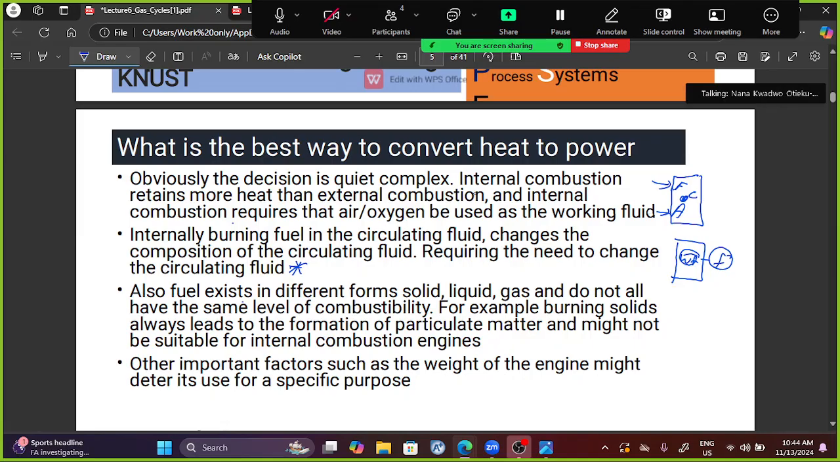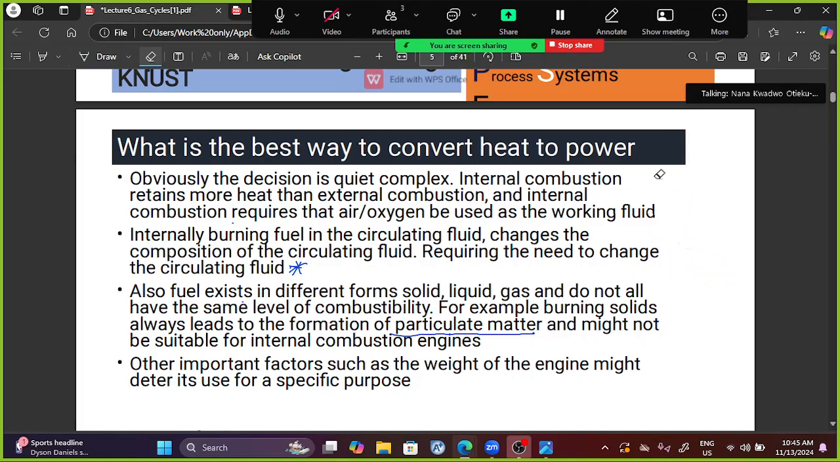Another issue is that fuels can exist in different forms. We can have solid fuels, liquid fuels, and gas fuels, and they don't all burn to the same degree, right? So if you are having a system, you need to be very particular about the kind of fuel source you are using. If you are going to burn a solid, you are going to end up having particulate matter being formed, and that might not be suitable for an internal combustion engine. So you need to know the kind of system you are dealing with and the kind of fuel that would be convenient for it, right? And then other factors that we consider are things like the weight of the engine, which would affect what we want to do.